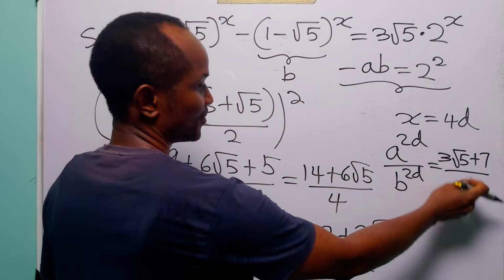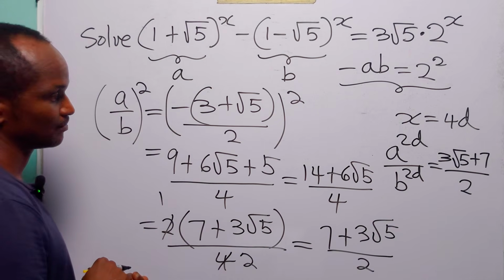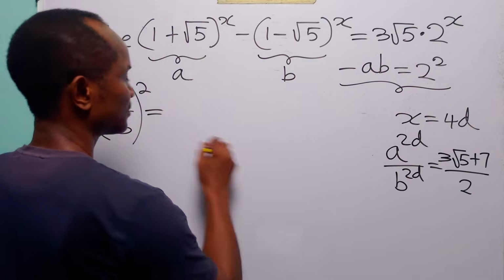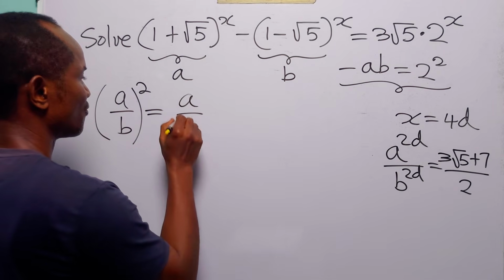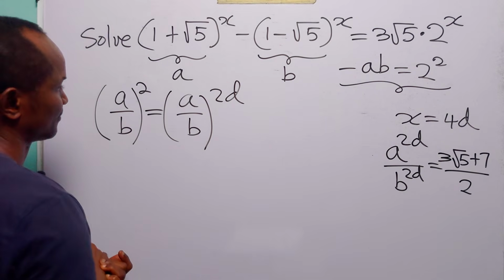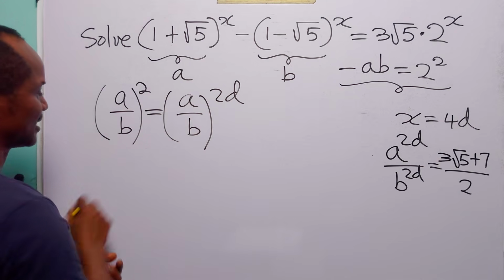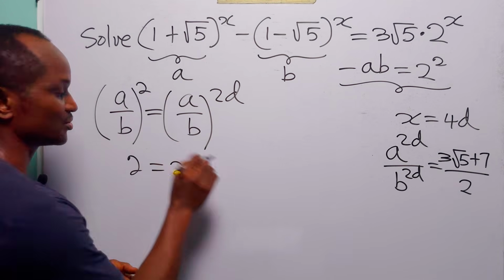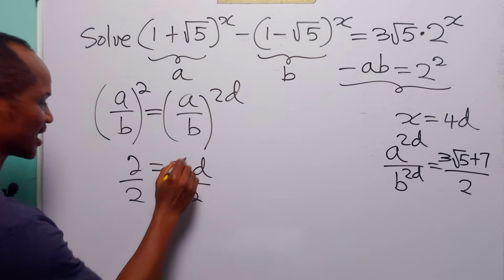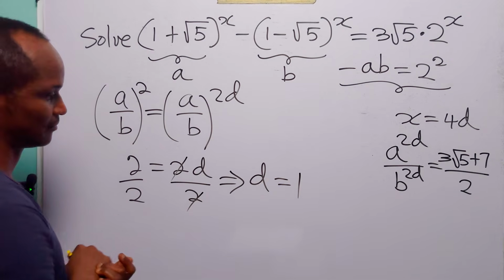Now, look at this. We have (7 + 3√5)/2. So that means that (a/b)^2 is equal to (a/b)^(2d). Now, since we have the same base, we can easily equate the exponents. That means that 2 is equal to 2d. Dividing both sides of this equation by 2, we have that d is equal to 1.